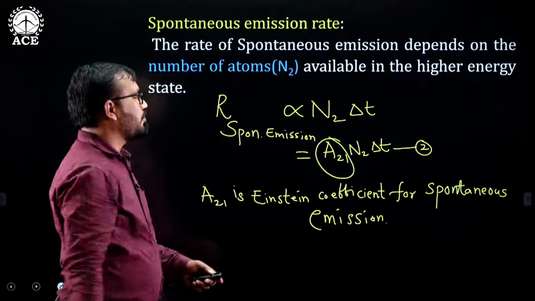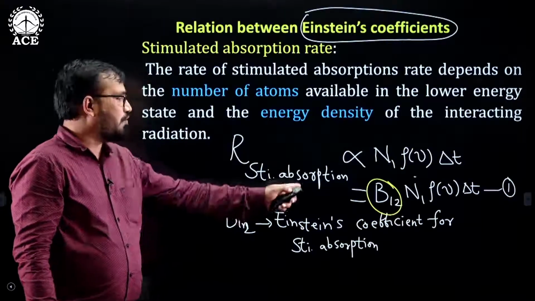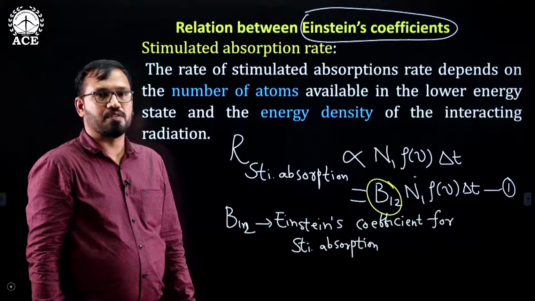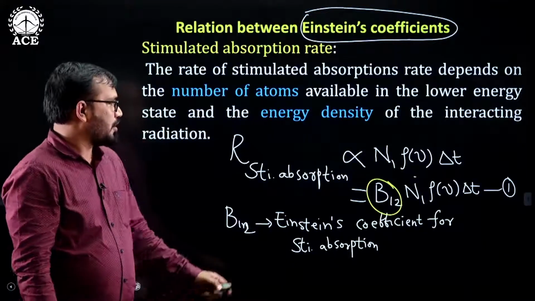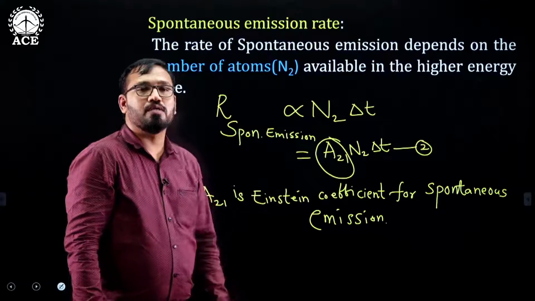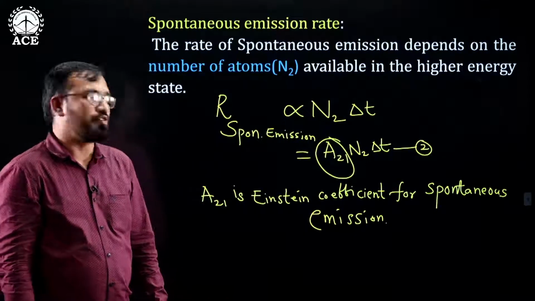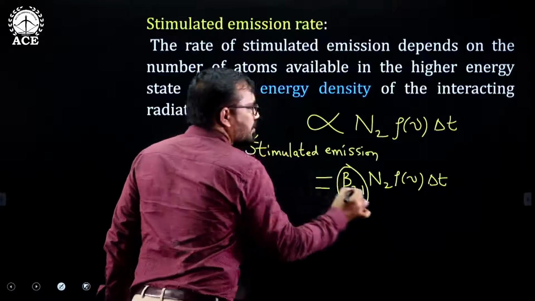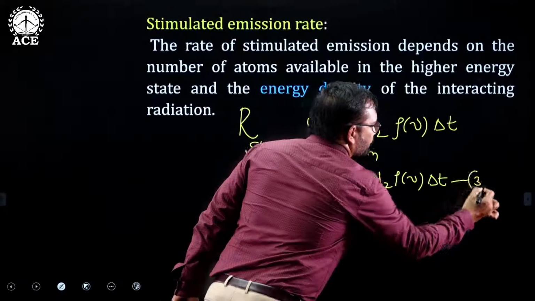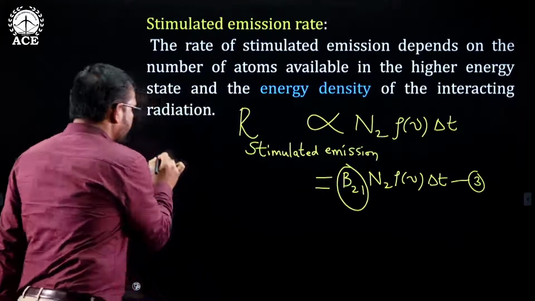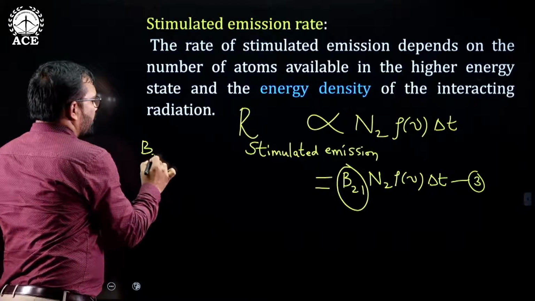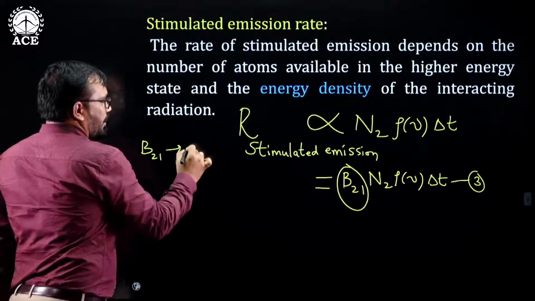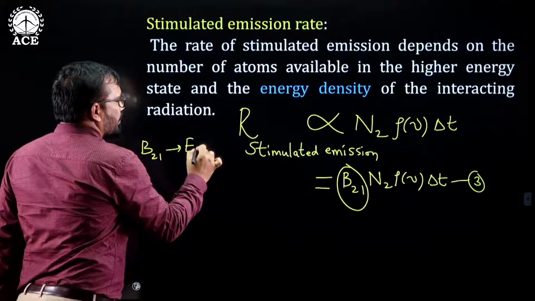So see here, we got B12, that is Einstein coefficient for stimulated absorption. Next we are having A21, that is a spontaneous emission coefficient. Now last one we have B21. It is also equation 3. What is B21? It is an Einstein coefficient.